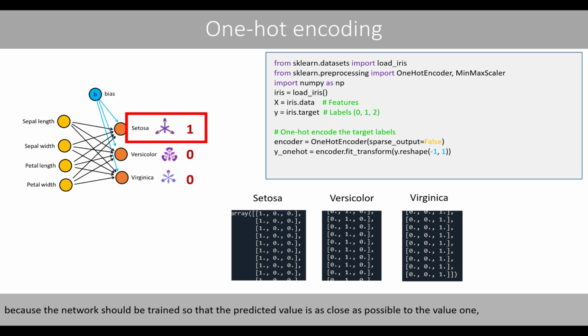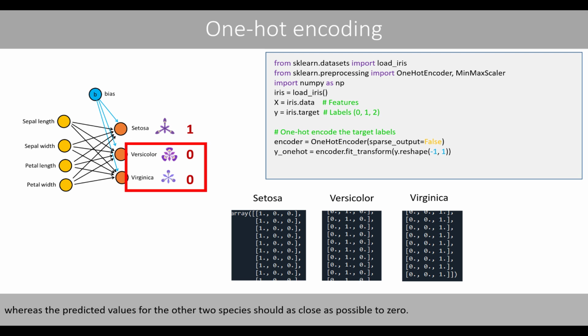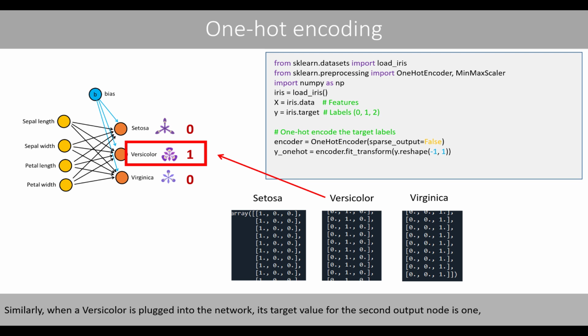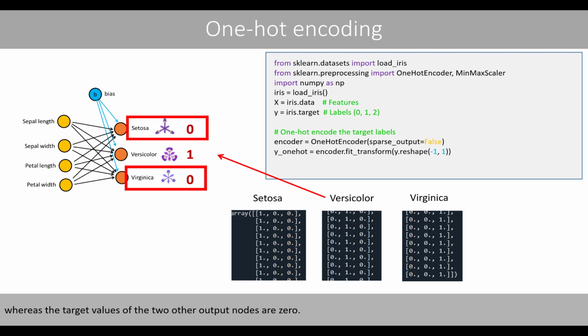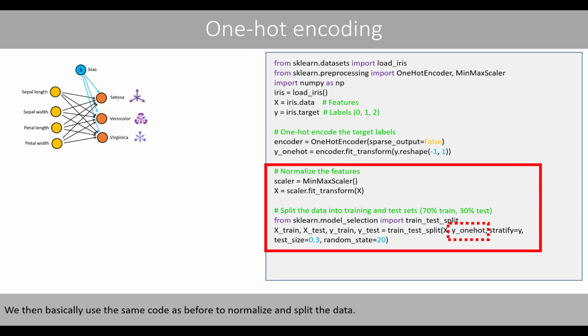because the network should be trained so that the predicted value is as close as possible to the value 1, whereas the predicted value for the other 2 species should be as close as possible to 0. Similarly, when a versicolor is plugged into the network, its target value for the second output node is 1, whereas the target values for the 2 other output nodes are 0.